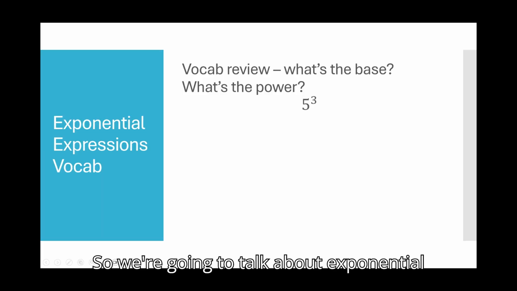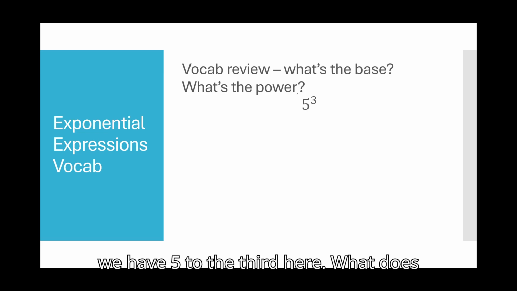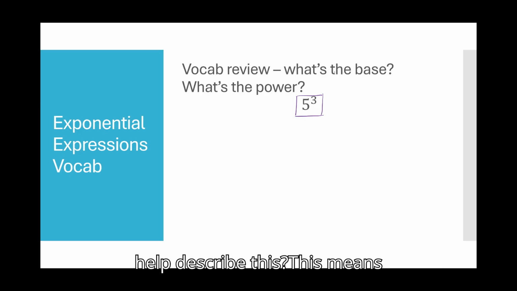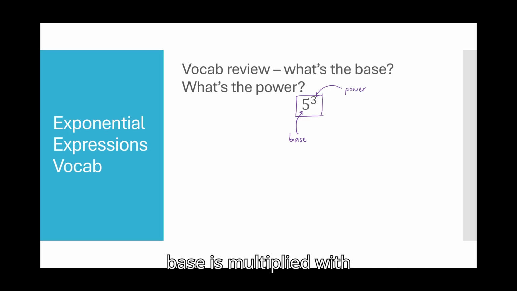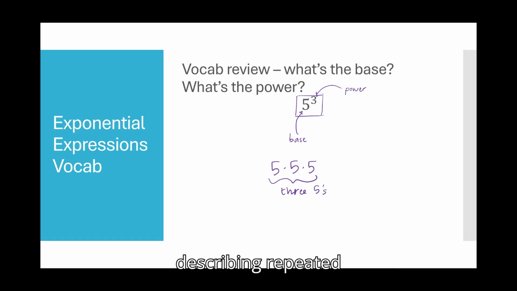So we're going to talk about exponential expressions, and just for a quick review, we have 5 to the third here. What does that mean? What vocab words do we have to help describe this? This means that our base is 5 and our power is 3. The power tells me how many times the base is multiplied with itself. So this means I have 3 5s multiplied together. Remember, exponents are just a way of describing repeated multiplication.